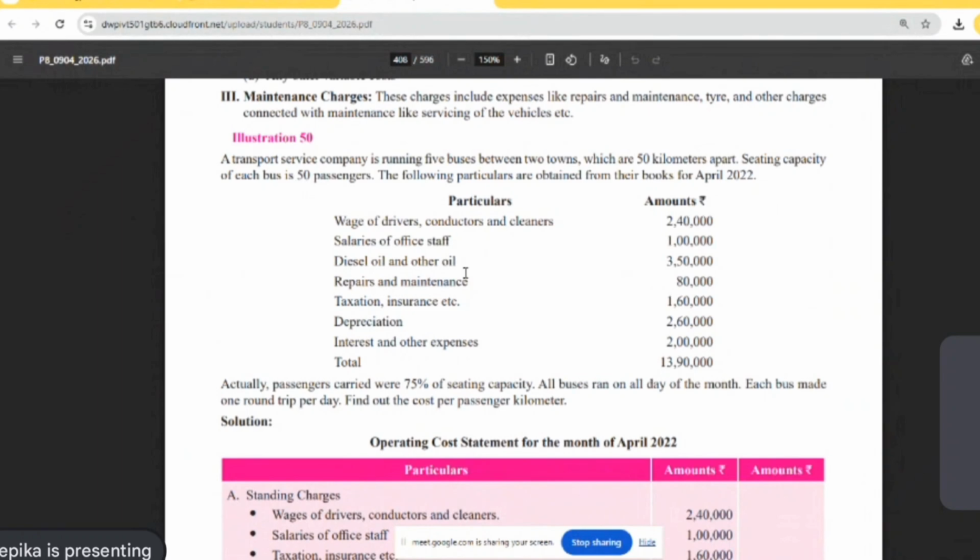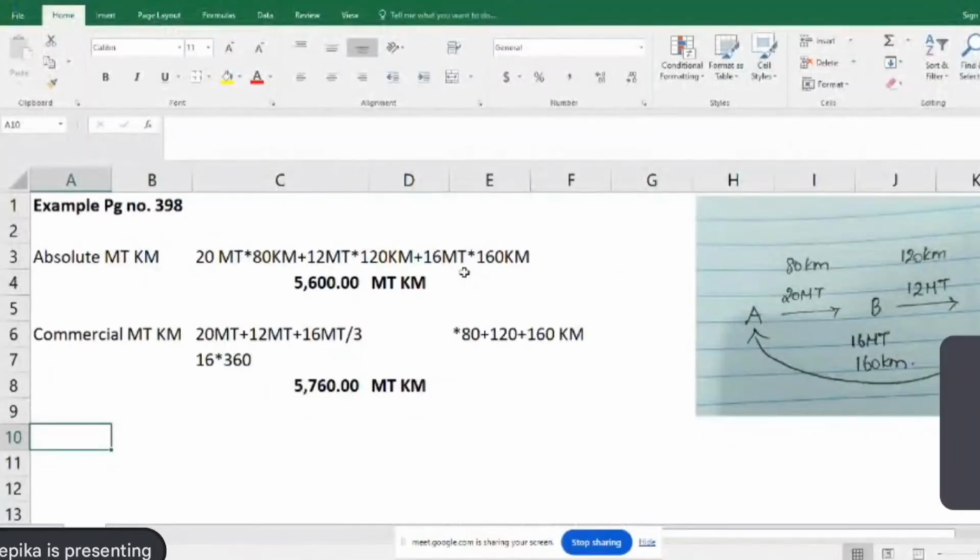Okay, so we will work out this sum now. Illustration 59, page number 400. Okay.